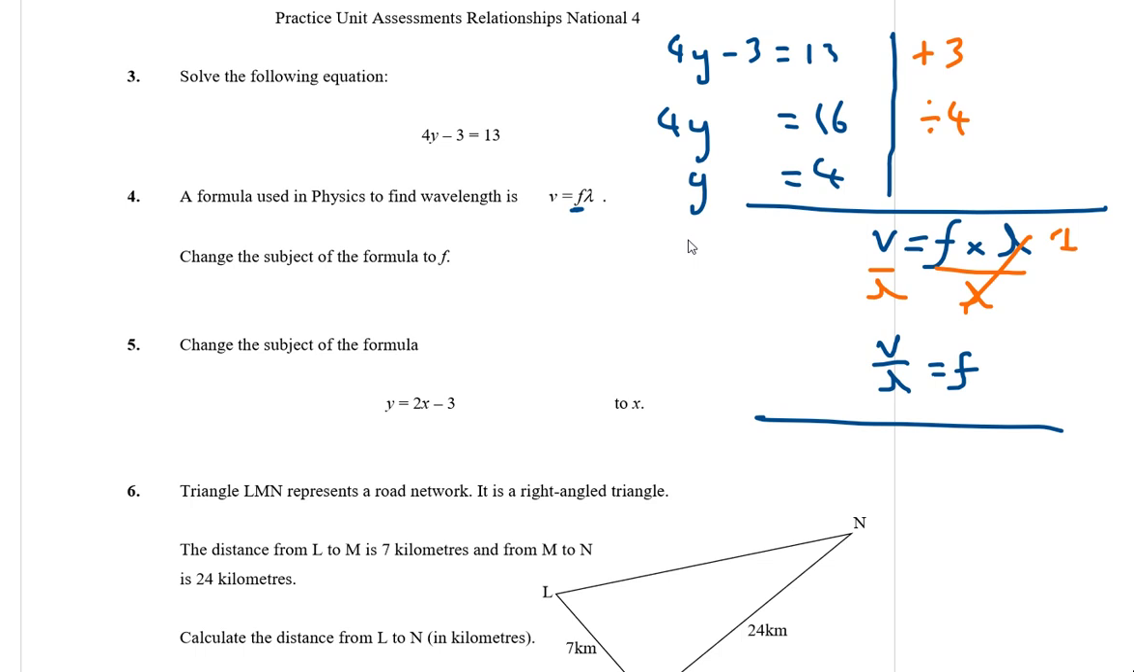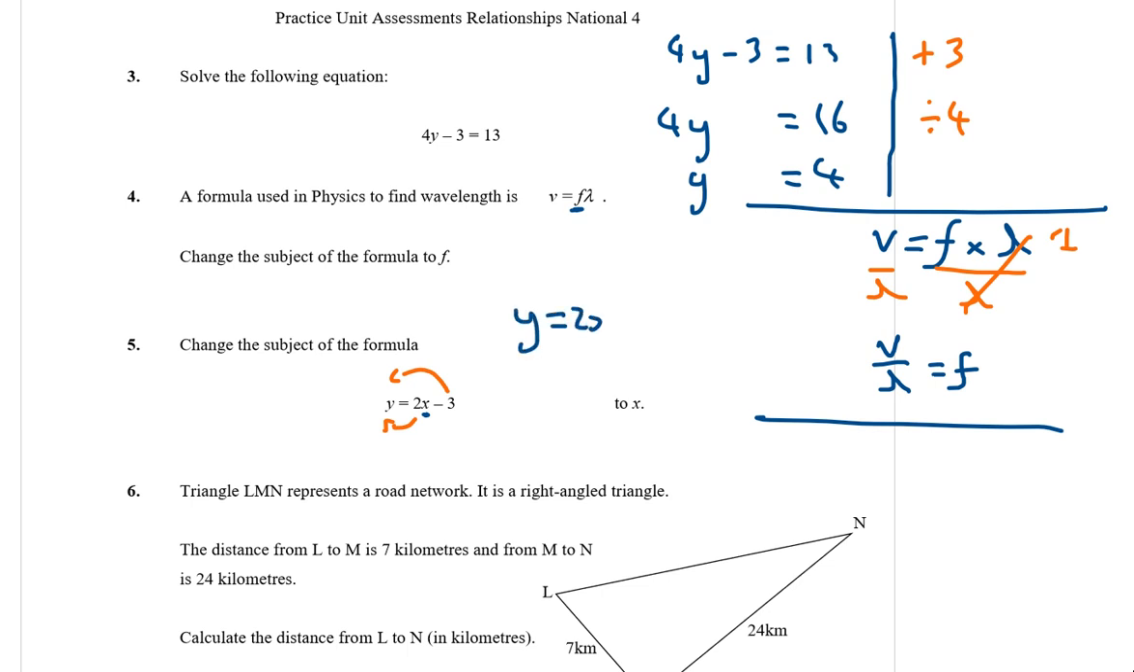The next equation, we've got change the subject. This is exactly the same as what we did here, except we might not end up with a numerical answer. So change the subject from y to x. We want to get x as the subject. So just like above, we're going to move the 3 over first, and then we're going to move the 2 over, because we're doing BODMAS in reverse.